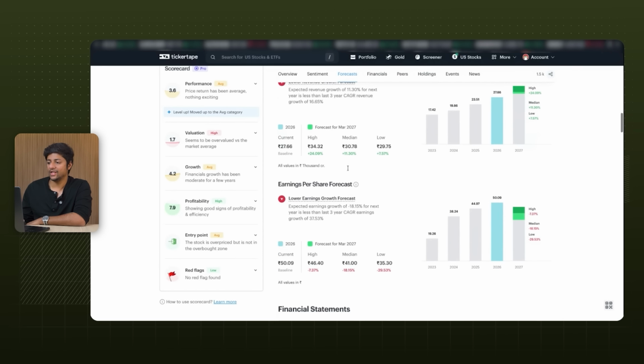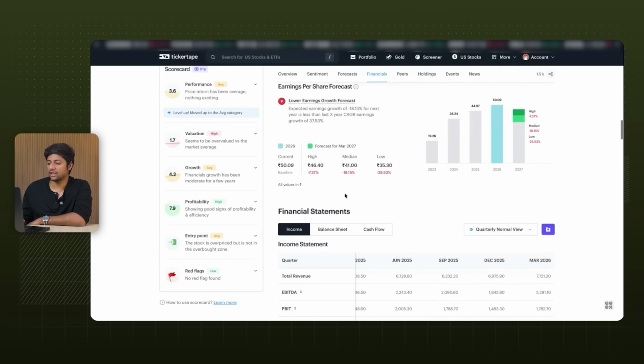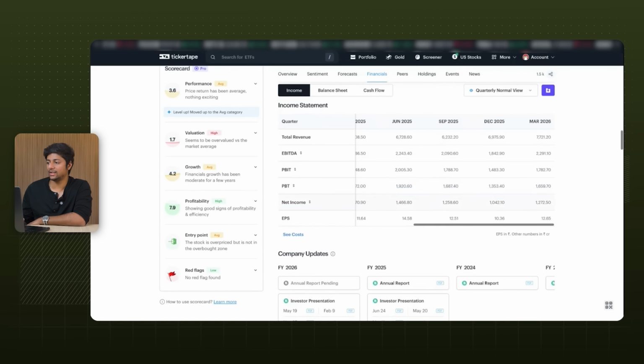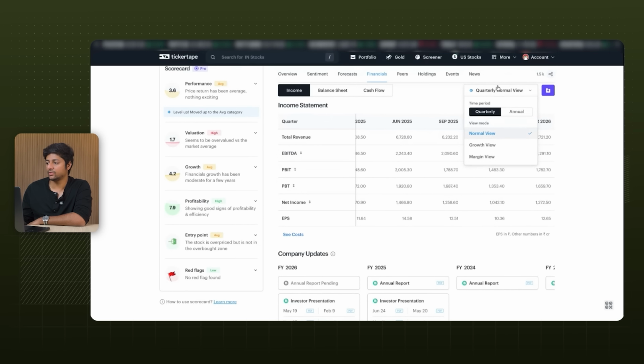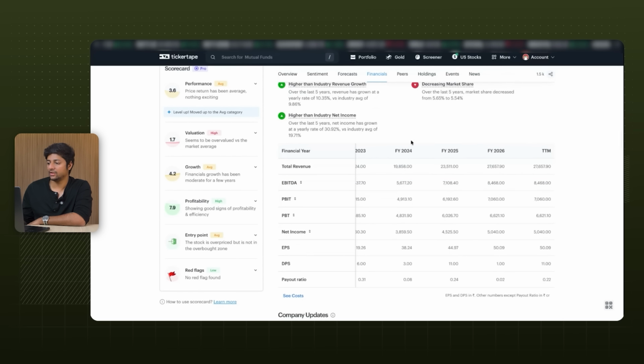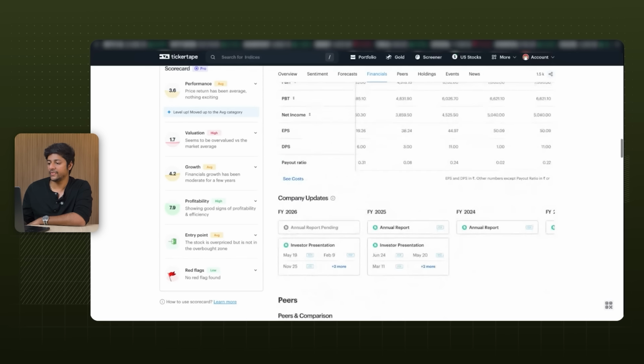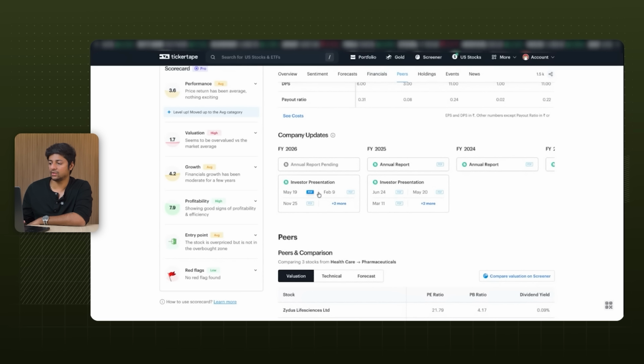It's a forecast, right? As you can see, the mean, median, low, because they forecast the bull, bear, and low case scenarios. So everything is given here. Earnings forecast is also given here. And if you want to do fundamental analysis, you can do that as well. Look at this, the quarter view is there. You can go to the annual view and check the growth rate over here. PBTs are here. You can download the investor presentations.